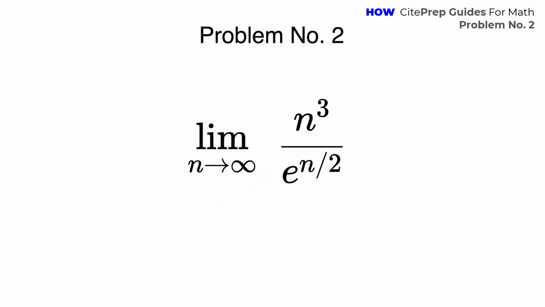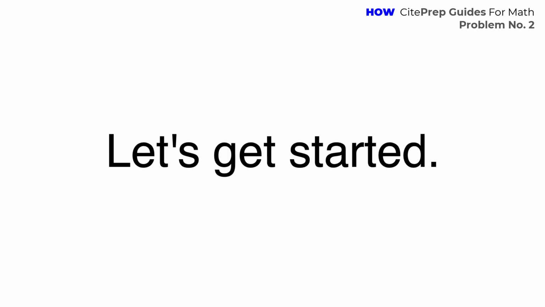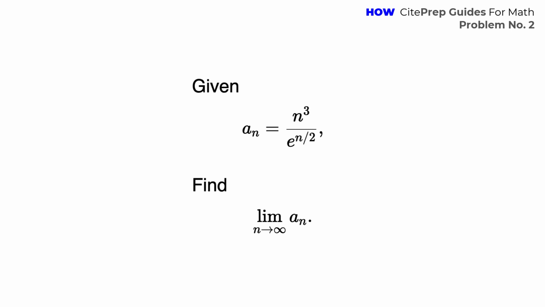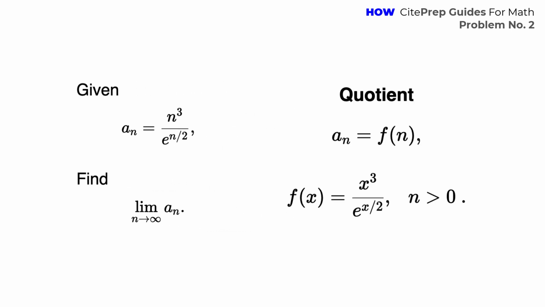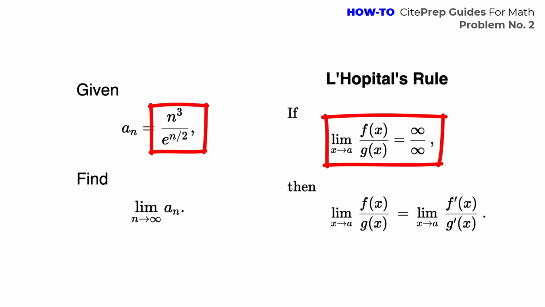Problem number two involves finding the limit of the nth term of a sequence when that term is a quotient of two functions. Let's get started. For this problem, I see that a sub n is a quotient equal to a continuous function f of x for all positive n. And because a sub n is a quotient, I suspect I will find the limit of a sequence using L'Hopital's rule.